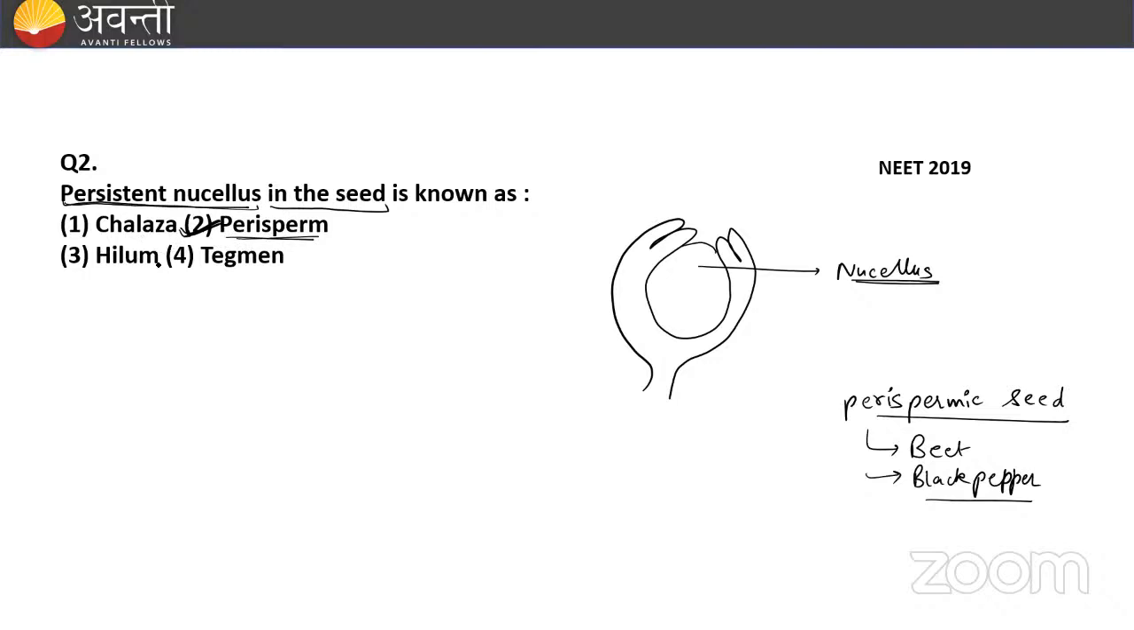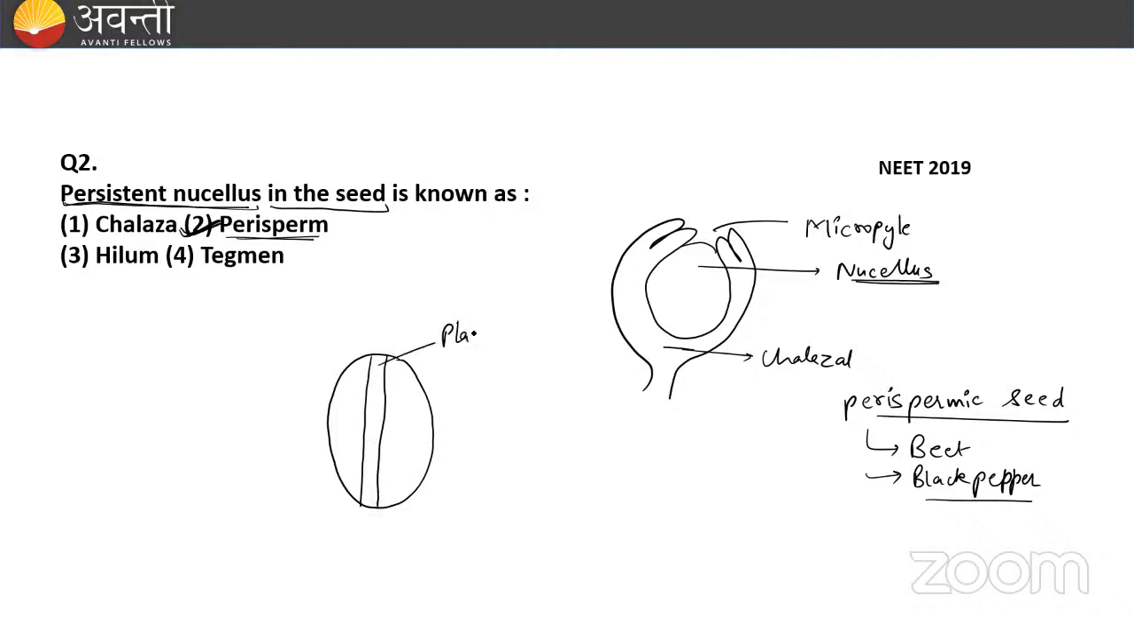Now let's discuss why options 1, 3, and 4 are incorrect. Option 1 says chalaza. Chalaza is the basal portion of the ovule. This is the chalazal portion of the ovule. This is the micropyle portion of the ovule. Third says hilum. If this is the ovary in the plant, this is the placenta, right? This is the ovule. And the stalk which connects this placenta to the ovule is known as the funicle.